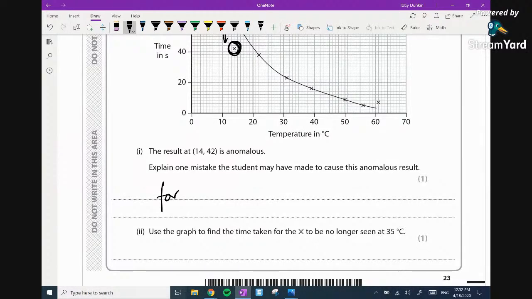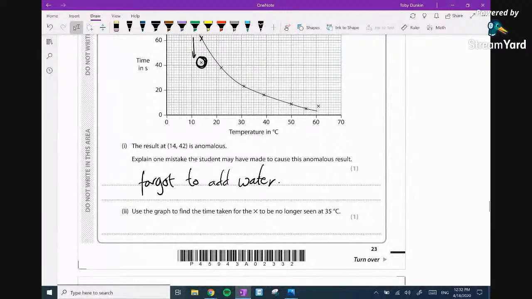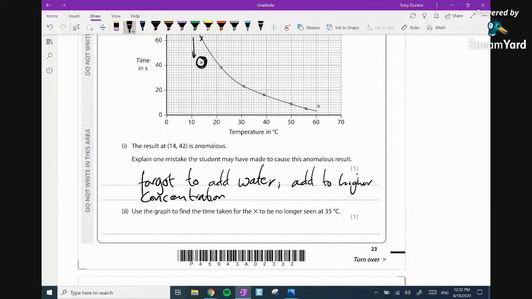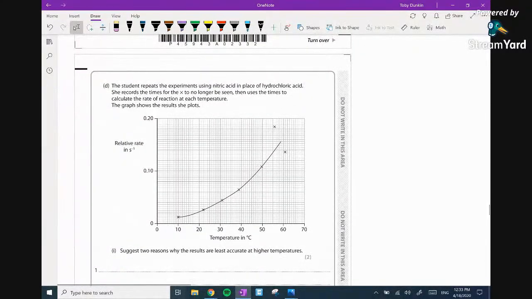Forgot to add water. Yeah, there's loads of answers, by the way. Forgot to add water would work, because if she doesn't add the water, it's not diluted. Therefore, if it's not diluted, it goes quicker, so the reaction goes opaque quicker than expected. She could also have added too high a concentration of acid. Therefore, the higher concentration means it's going to go faster and go cloudy more quickly. Yeah, those two are totally acceptable. There are going to be others on the mark scheme.